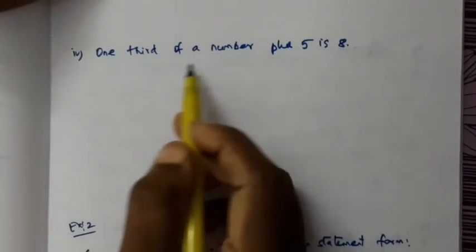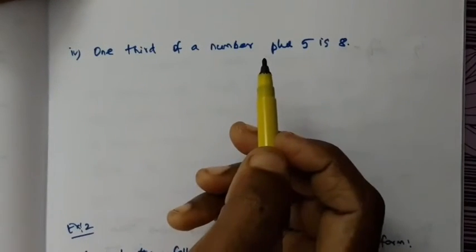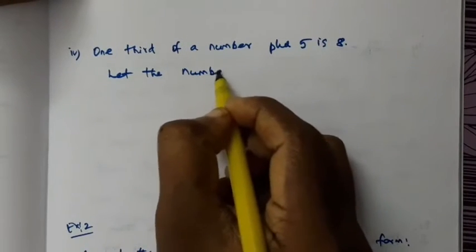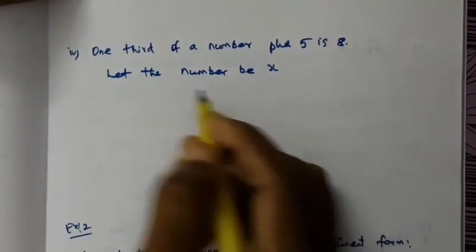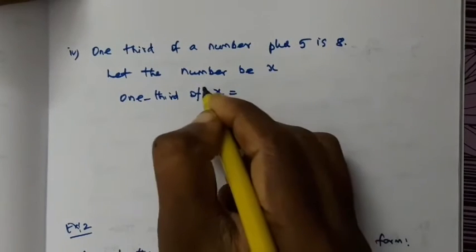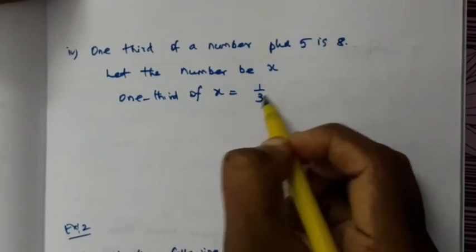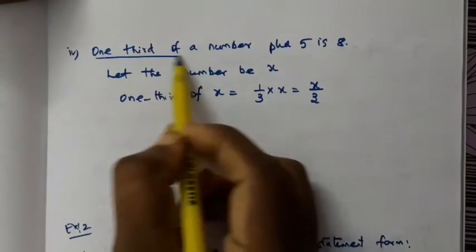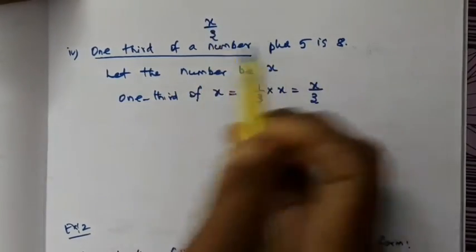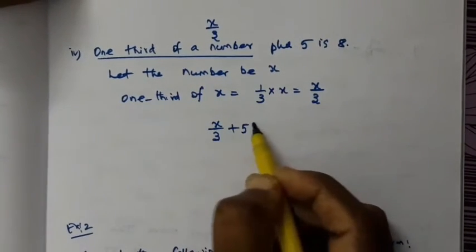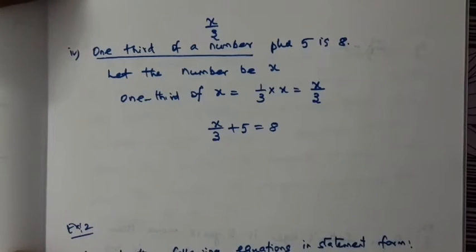First is 1/3 of a number. So I have to write what is that 1/3 of a number. First I will write, let the number be x. So what is that? 1/3 of x, which is 1/3 written as 1 by 3 multiplied by x, which is x by 3. Now the 1/3 of the number is x by 3. Okay, so x by 3 plus 5, which is simple. x by 3 plus 5 is 8. This is the equation.